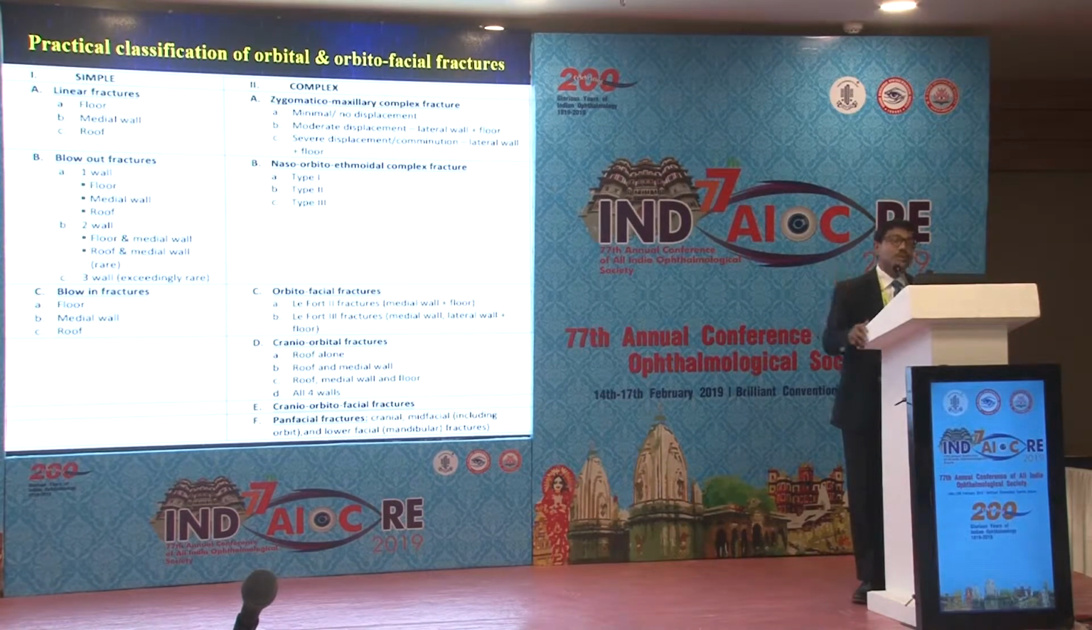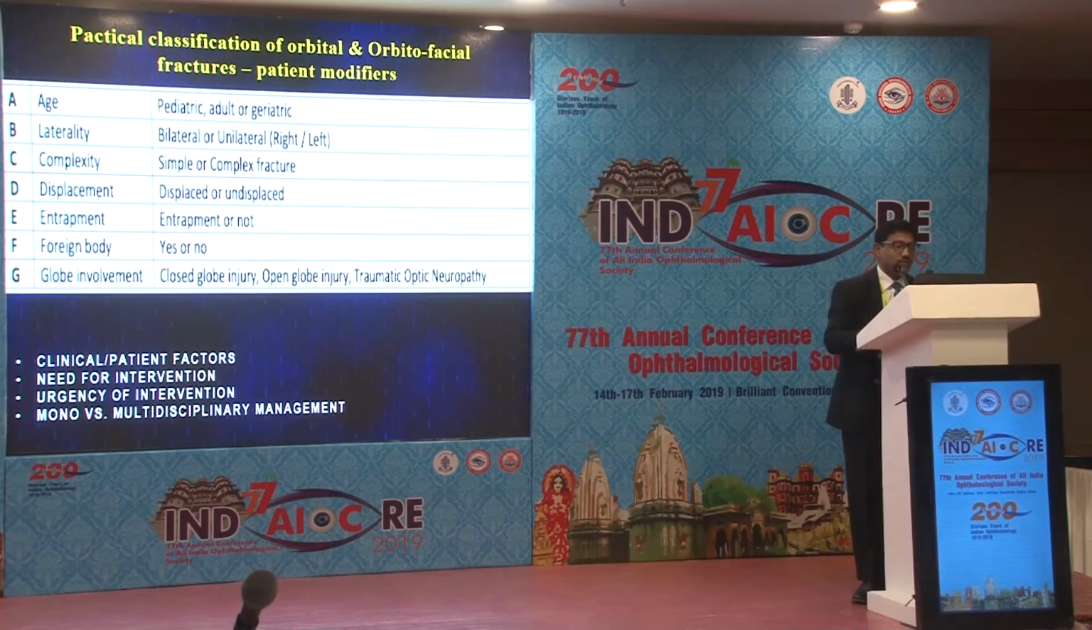But where we become a part of a team is where the spectrum of complex fractures, where you have ZMC fractures, NOE fractures, which account for only about 3 to 5% of all fractures, quite rare. Because they are rare, we don't recognize them often, and we don't manage them initially. We end up with a lot of complications. Finally, the orbitofacial fractures, which is quite common, cranio-orbital fractures, roof fractures, skull base involvement as well, and finally the spectrum of panfacial fractures.